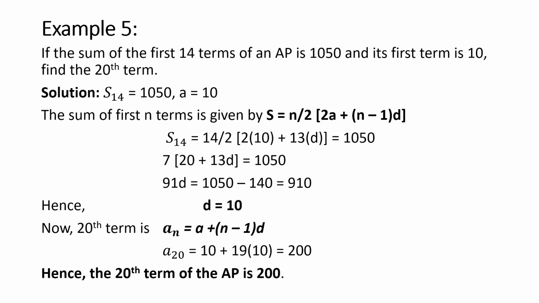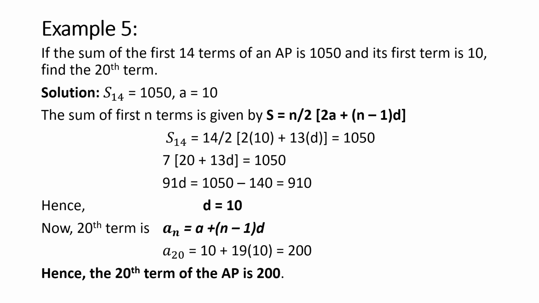Some important examples. If the sum of the first 14 terms of an AP is 1050 and its first term is 10, find the 20th term. It is given that the sum of the first 14 terms means S14 is 1050, first term is 10. Now we know the formula S is equal to n by 2 2a plus n minus 1 into D.